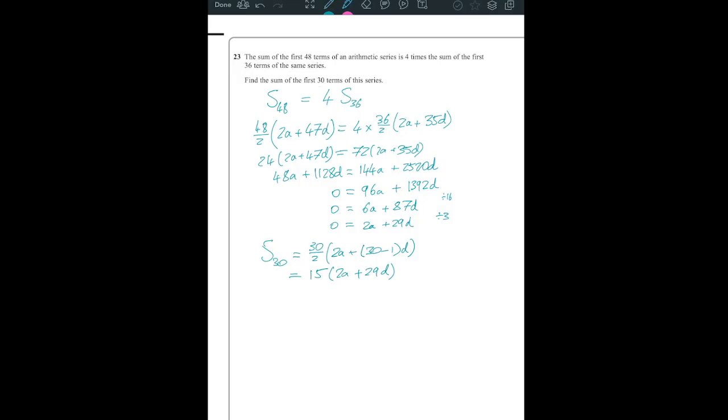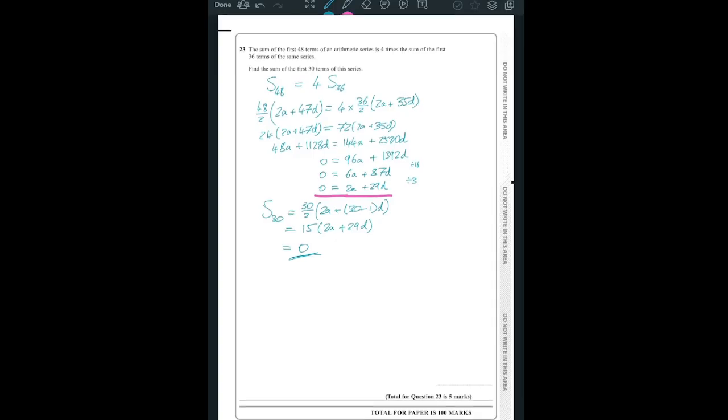But this is the magic now. 2a plus 29d is 0. So that bracket is 0. 15 times 0, so S30, not sine of 30, S30 is just 0.